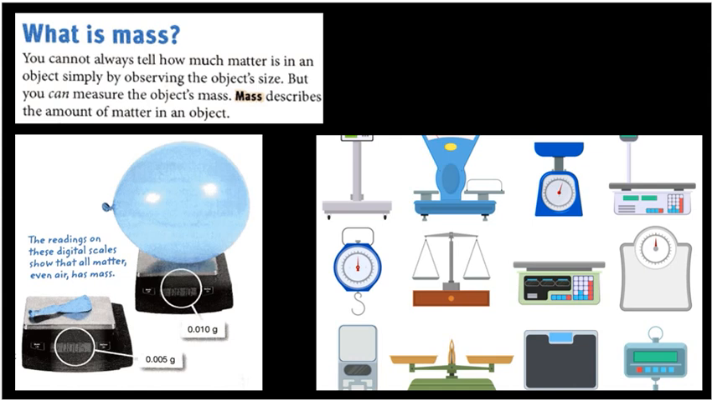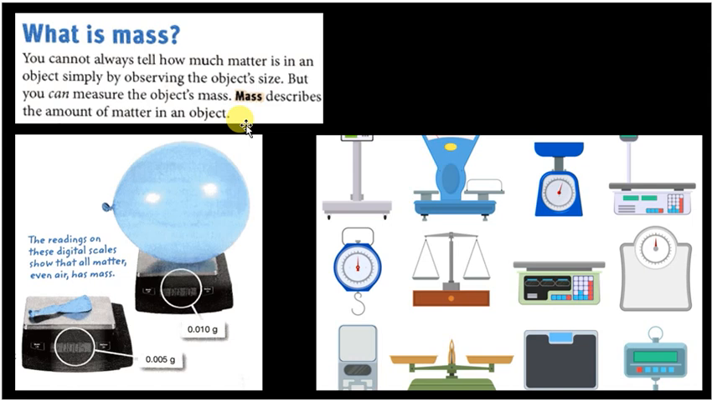So mass, roughly speaking, you can think of it as weight, but it's actually a little bit different. So what is mass? Mass describes the amount of matter in an object. The amount of stuff that's in that object is what mass refers to.